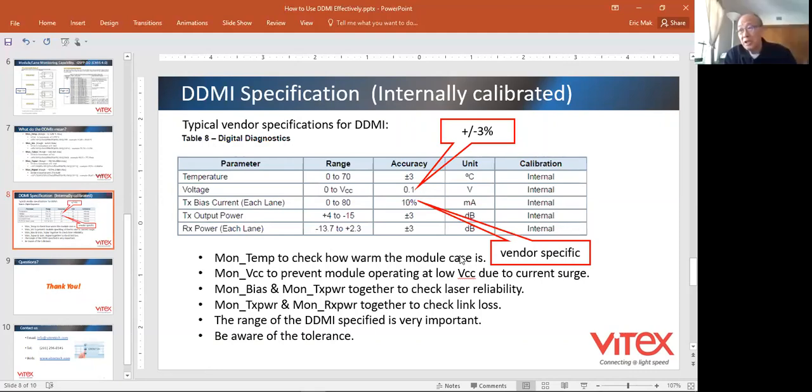So I see people use this parameter like a power meter, and I strongly discourage them from using it. For referencing, it's okay, but not for absolute measurement. Yeah. Okay. Thank you. Yeah, you're welcome.